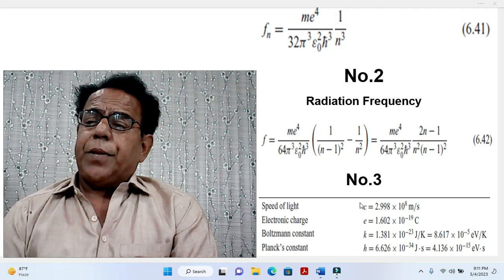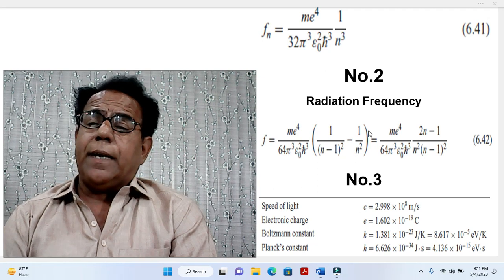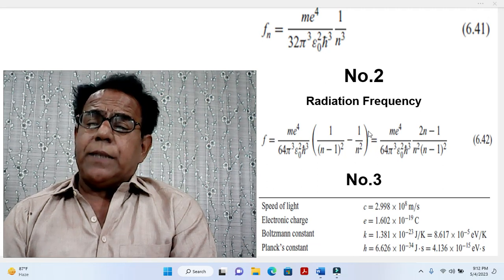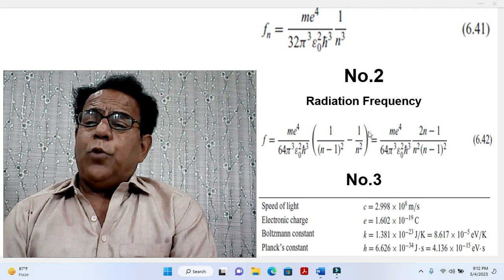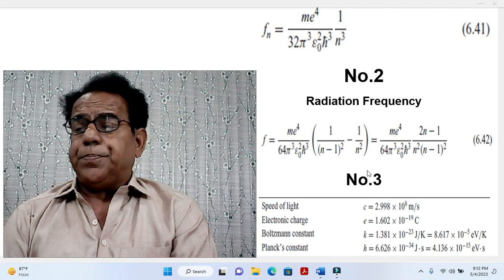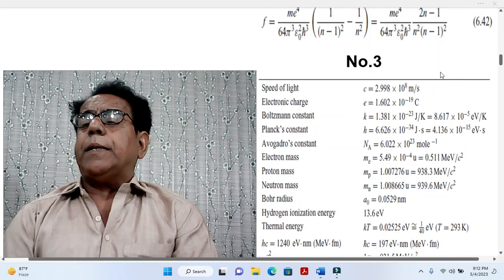Okay, we will use these two expressions as our basic expressions for the purpose of reaching our desired solution. Okay, now we move to tool number 3.